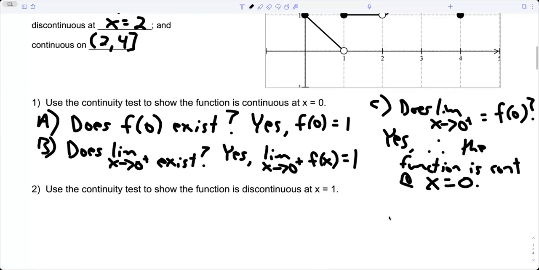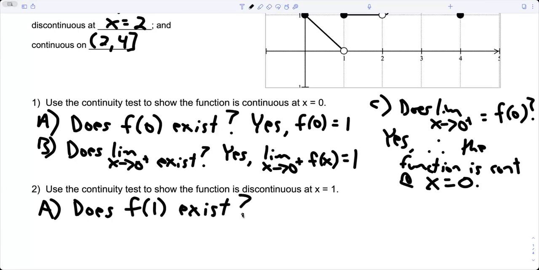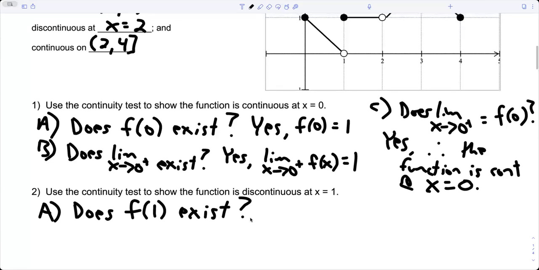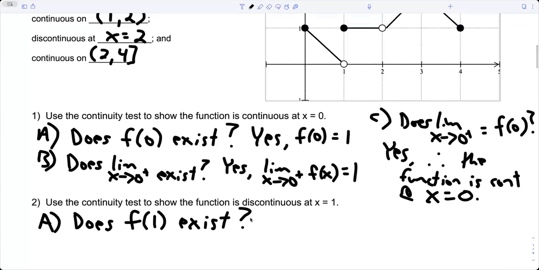Okay, so let me look at the next one. Use the continuity test to show the function is discontinuous at x is equal to 1. Okay, so part A. Does f of 1 exist? Okay, so look at the graph. What's the value of f of 1? 1. So yes. f of 1 is equal to 1.